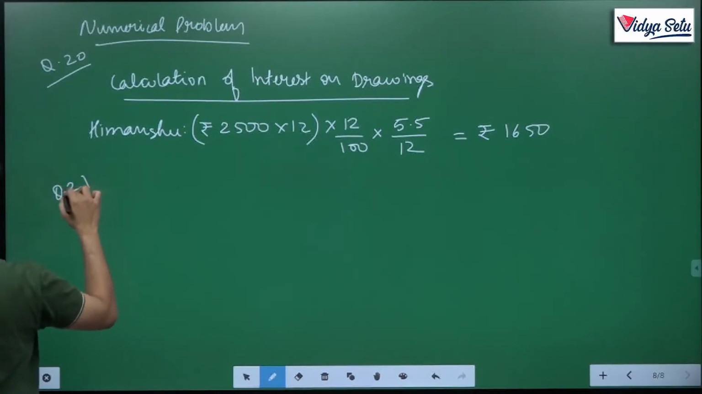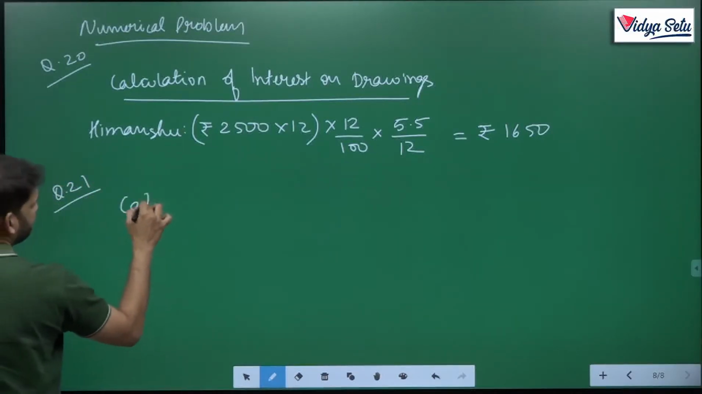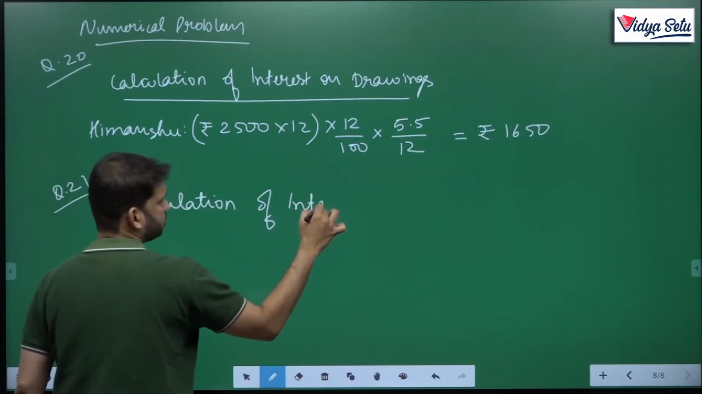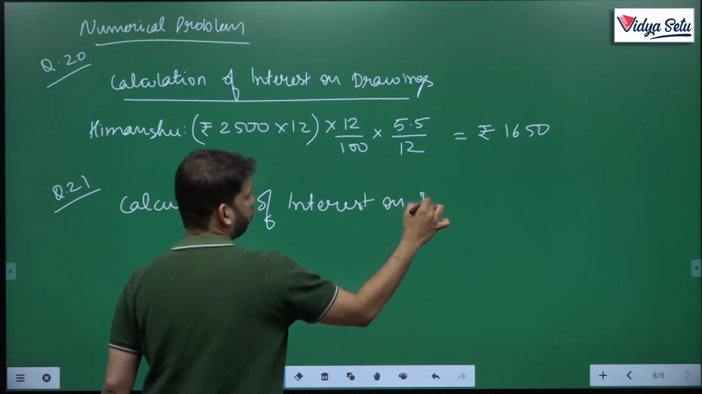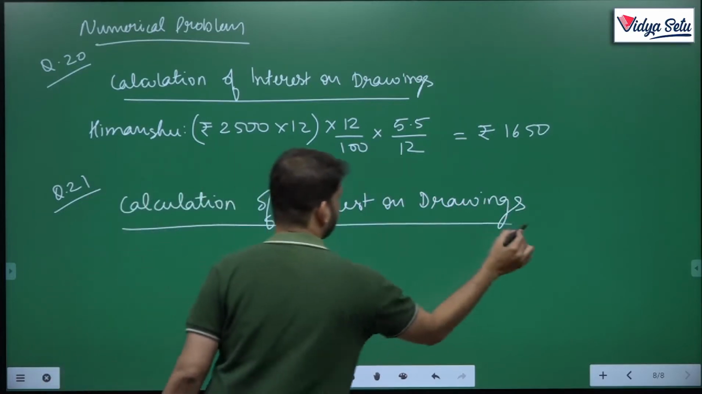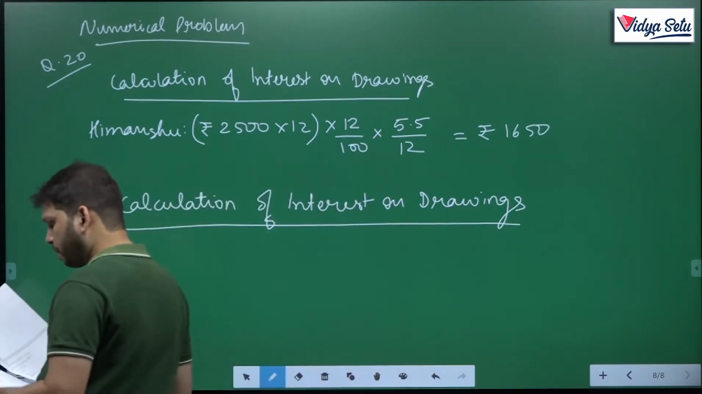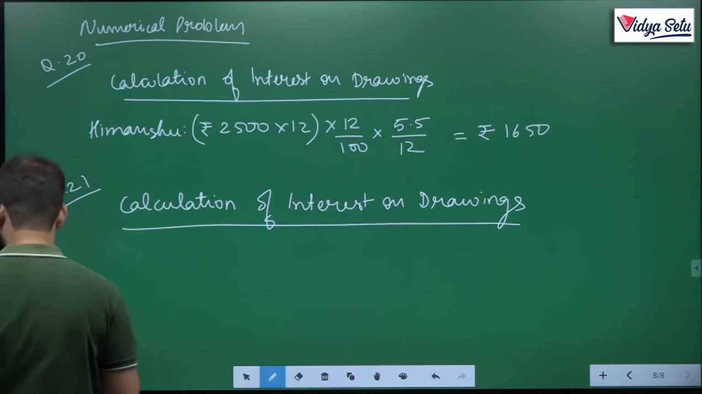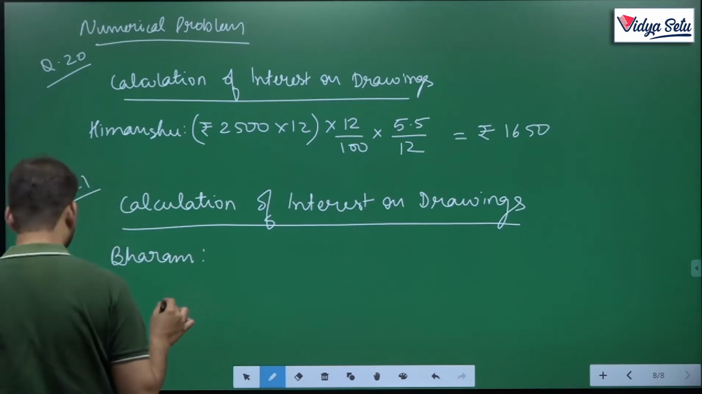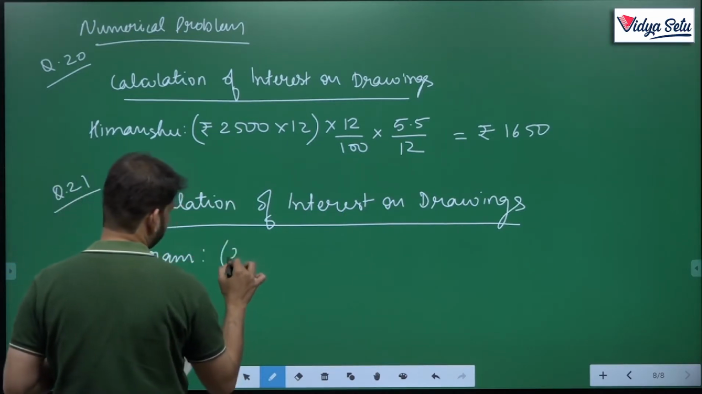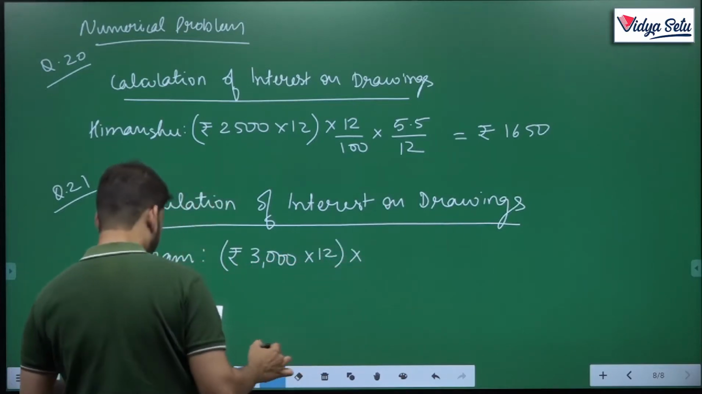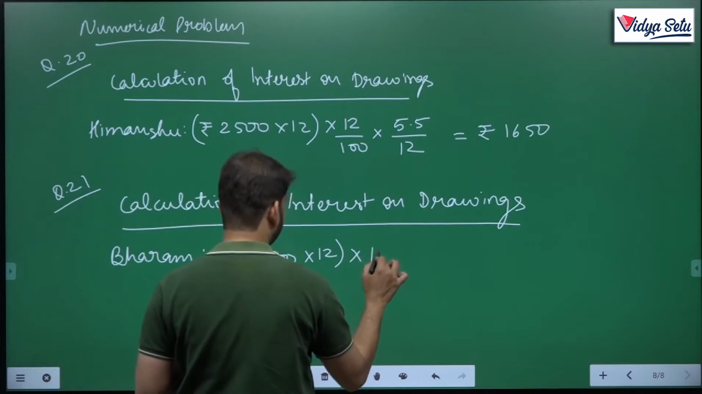Question 21. Again, calculation of interest on drawings. Now, this time the person's name is Bharam. How much was he withdrawing? He was withdrawing 3000 for again the 12 months, and the rate of interest given here is 10% per annum.